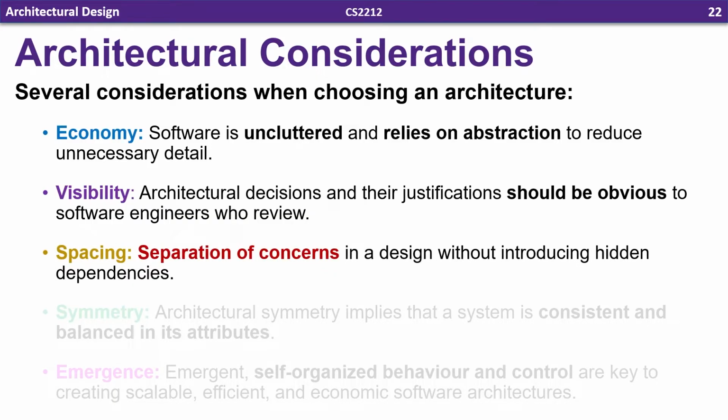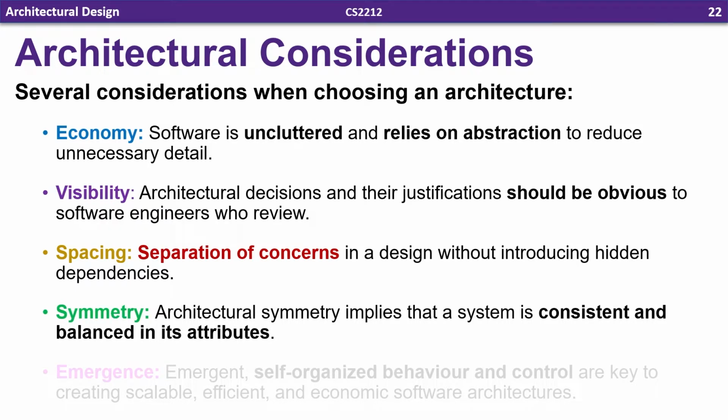Spacing. Sufficient spacing leads to modular design, but too much spacing leads to fragmentation and a loss of visibility. We need to break things into components without introducing hidden dependencies. Symmetry. A system should be consistent and balanced in terms of attributes. For example, an architecture that requires construction of entities to be accompanied ultimately by their destruction is symmetric and balanced.